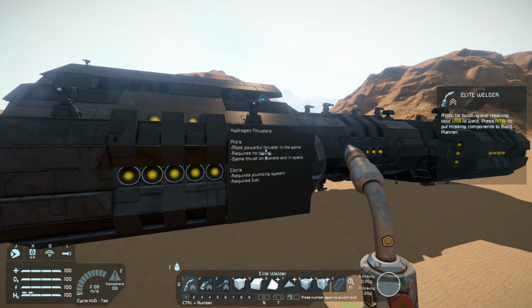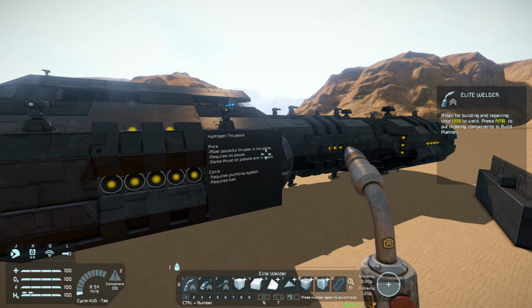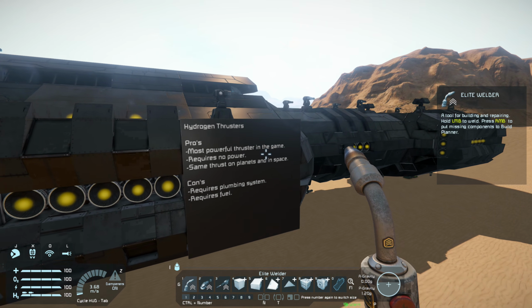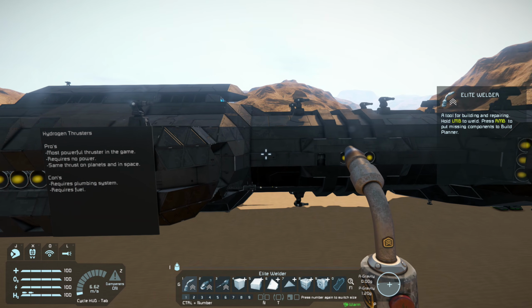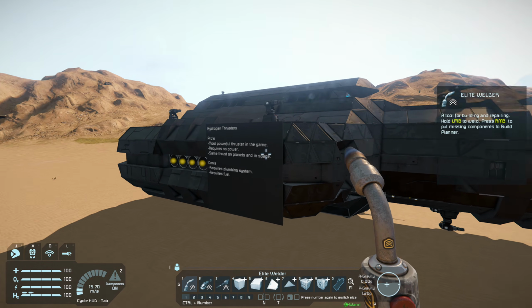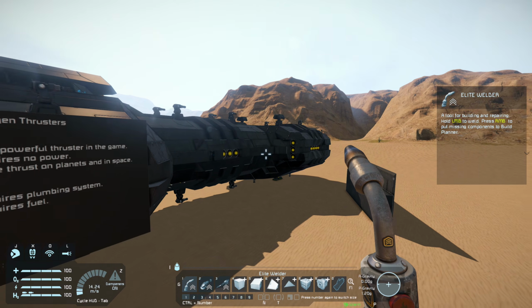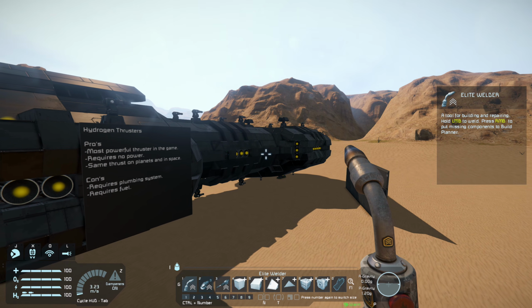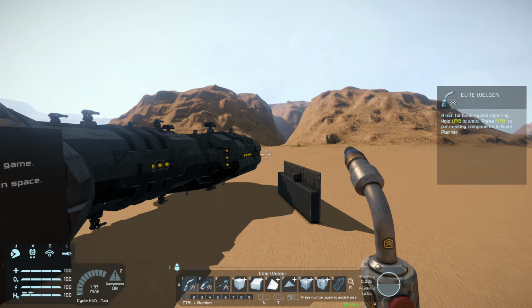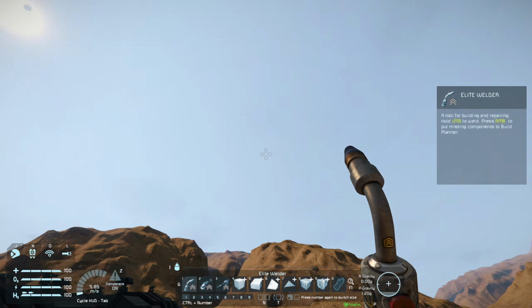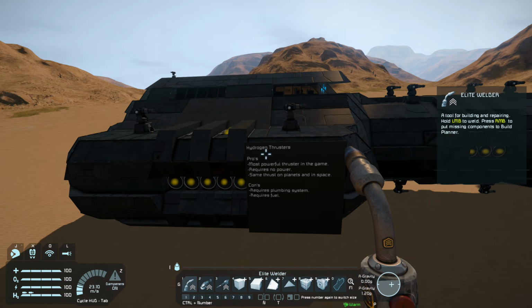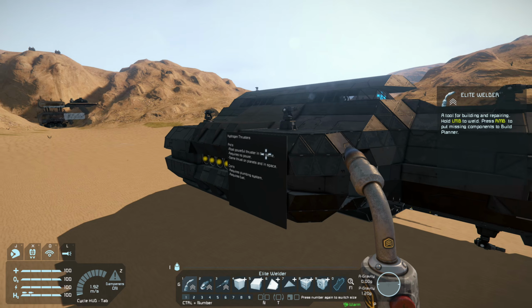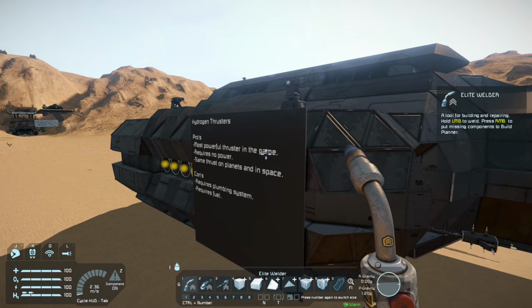So hydrogen thrusters are probably my favorite thruster in the game. I really like them because I find them to be very powerful. Now, the good thing about hydrogen thrusters is that they are as powerful at sea level, or in the middle of an atmosphere, or in space, and everywhere else. So they will always have the exact same value in thrust.